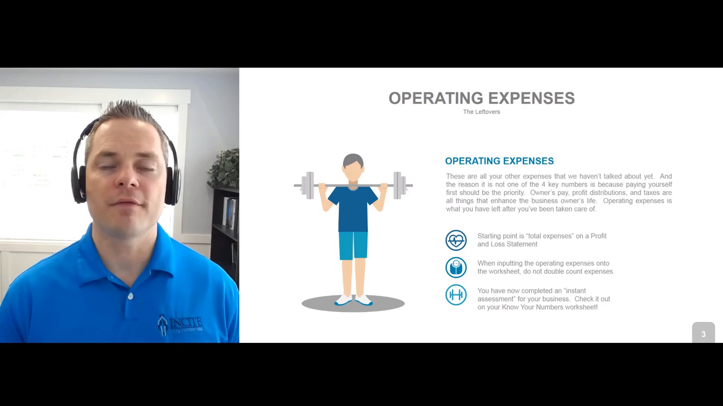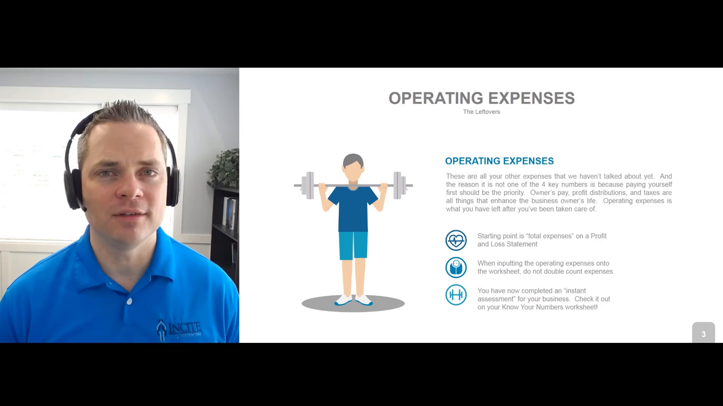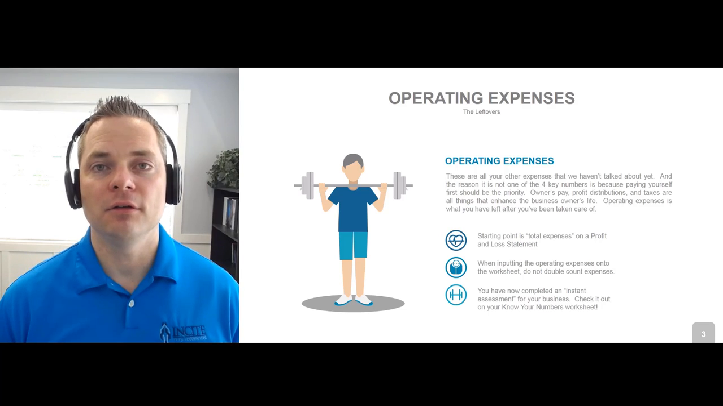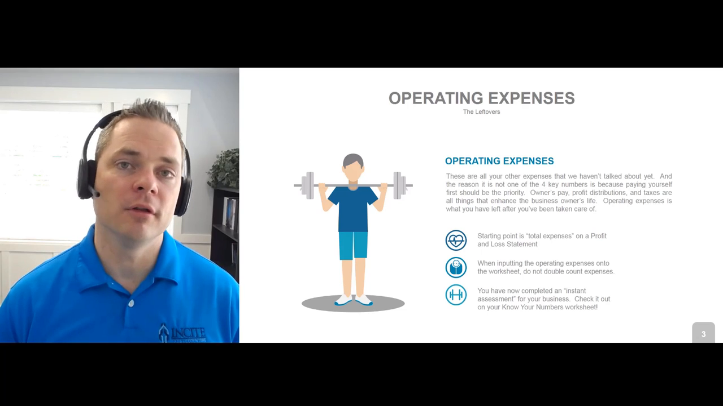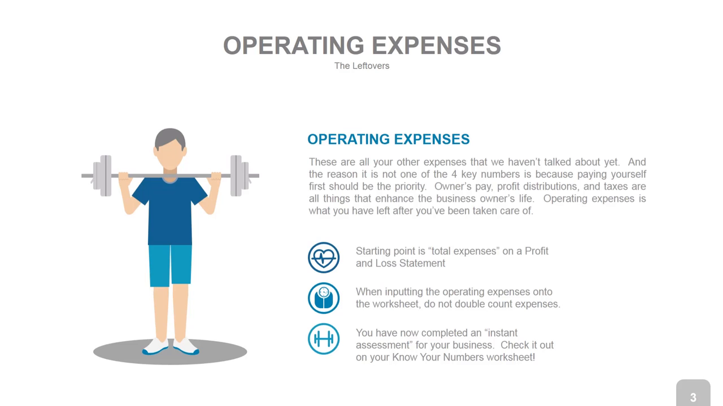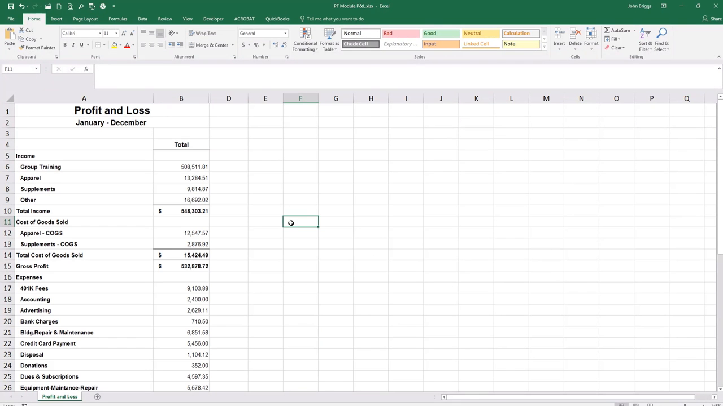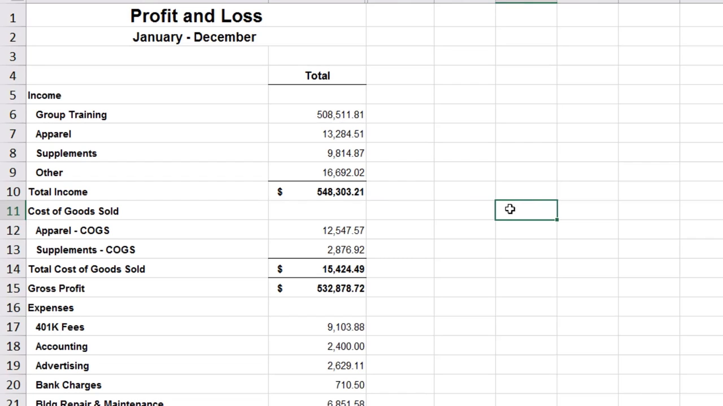Luckily Excel can do that for us, but I want to show you where to find all these numbers because operating expenses is not as easy to find. It's not as straightforward as some of the other numbers. So I'm going to first show you a profit and loss statement that I've been using for our examples here. Now this is from an actual client. We've just changed the labeling for confidentiality purposes.